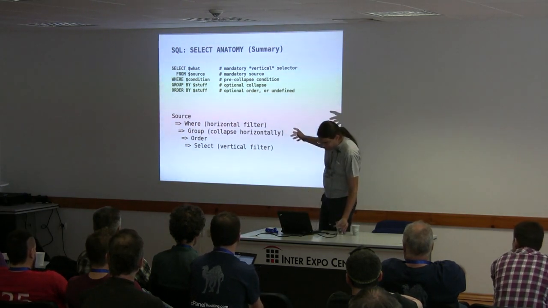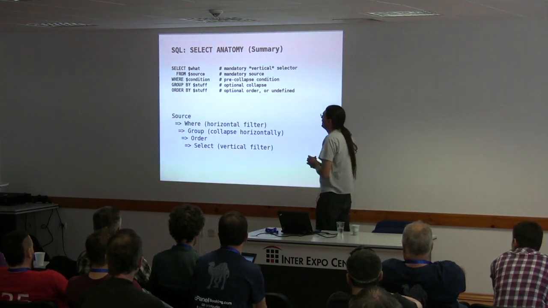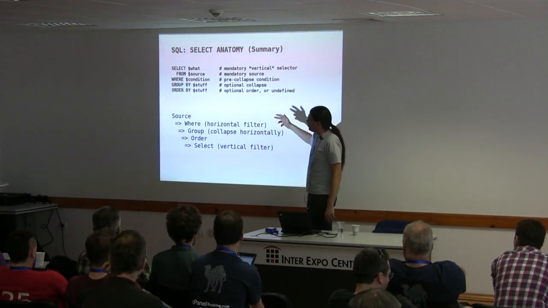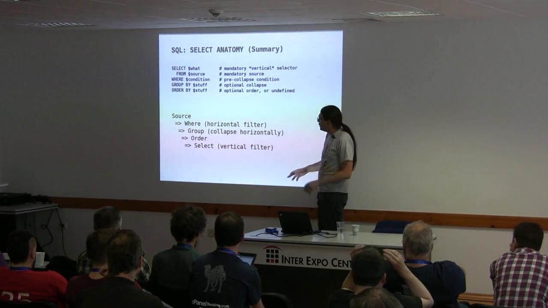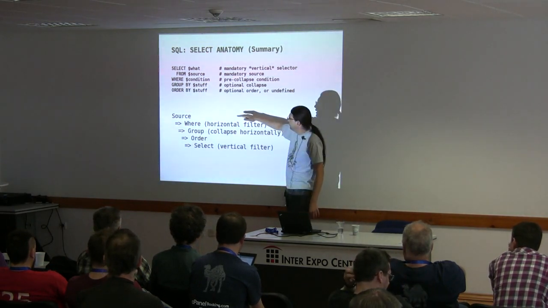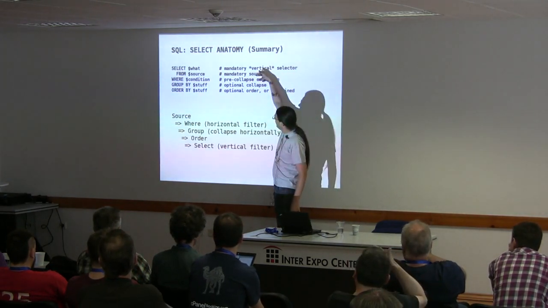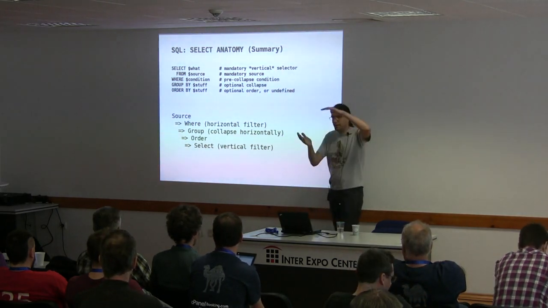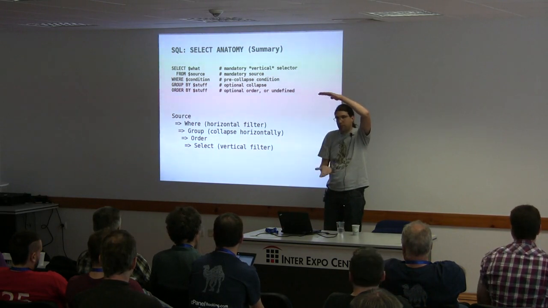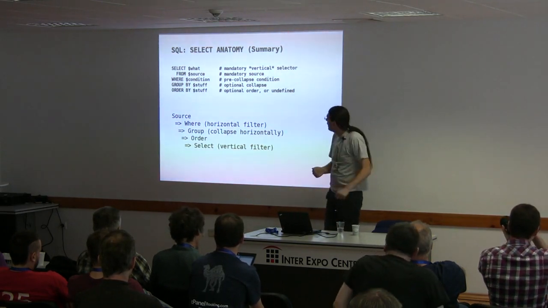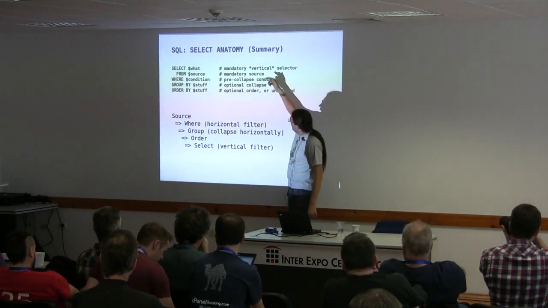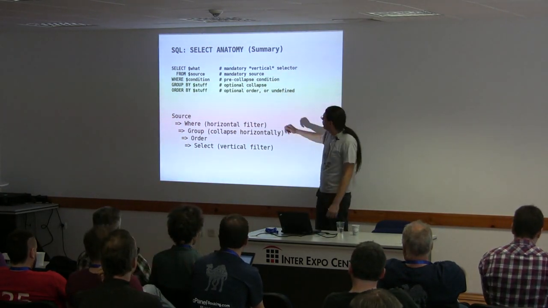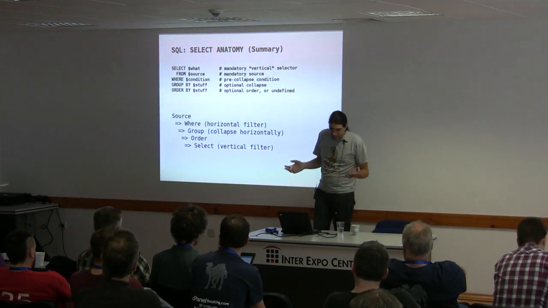Now, this is how every select statement is actually evaluated. This is the order in which things happen in your database. So first we get the source assembled, this one. Then we apply the horizontal filter to it. The horizontal filter means that we decide which rows horizontally match our condition and throw everything else away. Then we apply the group, a horizontal collapse. And then we apply an order, or it is undefined.